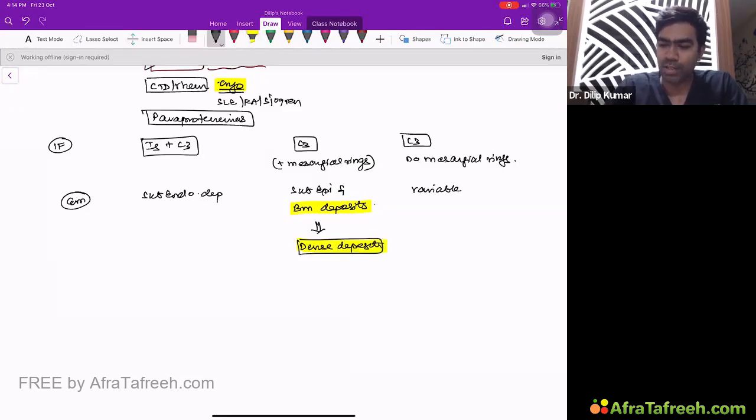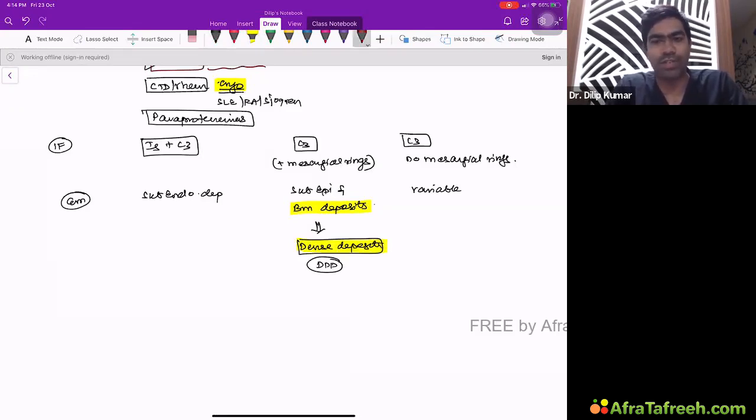And that's why this type 2 is referred to as dense deposit disease, or triple D. Please understand, if in an exam you want to differentiate between type 2 and type 3, there are only two things that can differentiate them. One is the mesangial rings, and second is the electron dense deposits within the basement membrane. These are called dense deposits within the basement membrane, that is triple D.